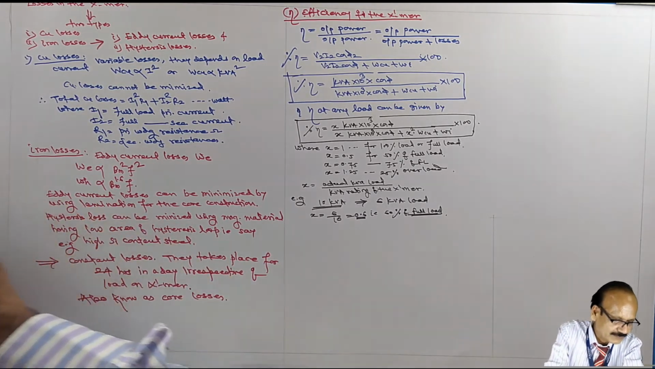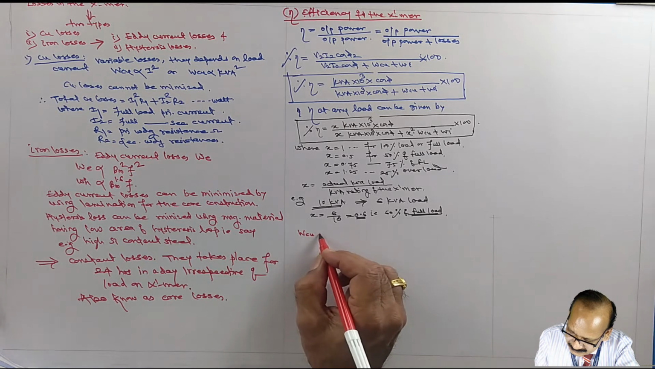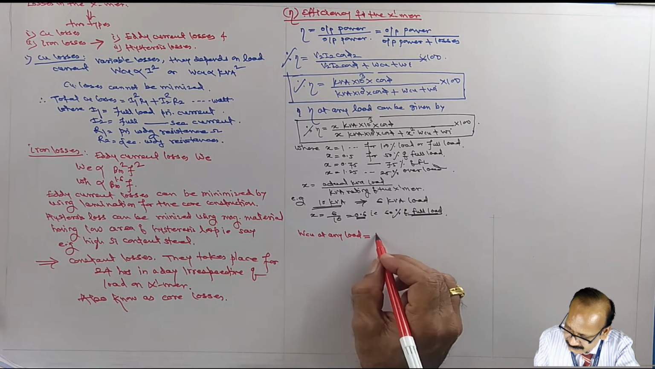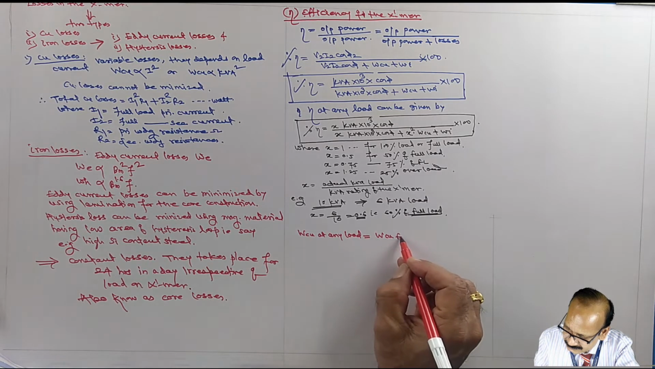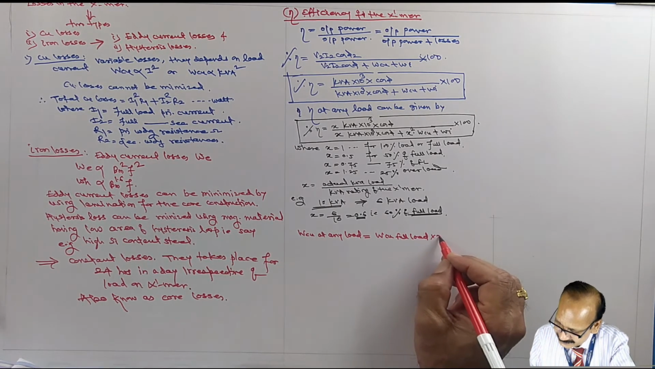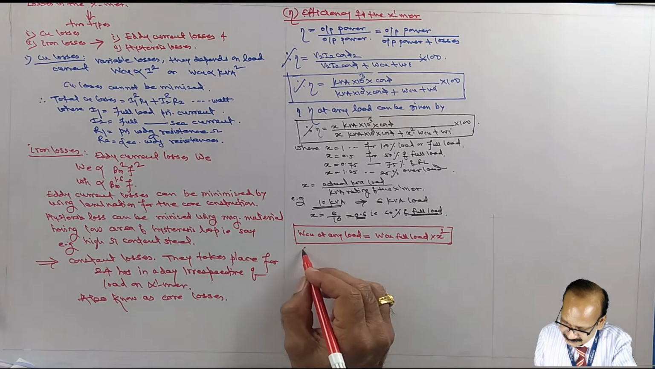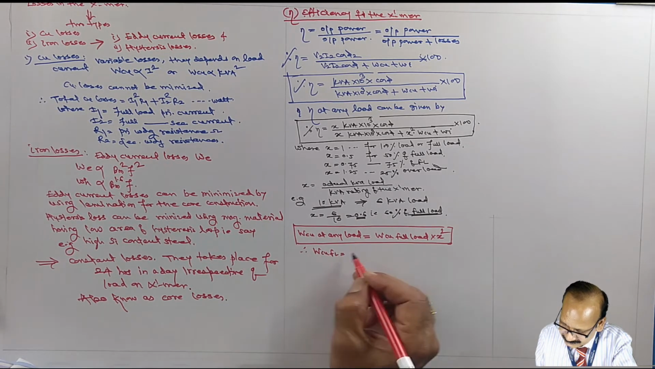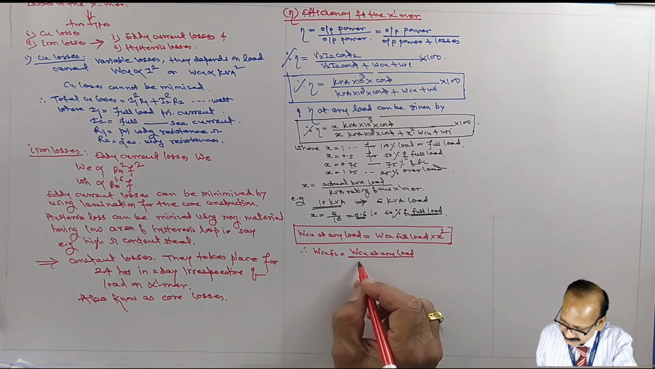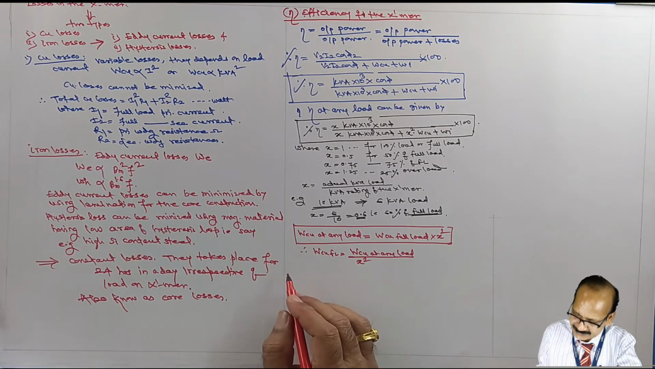Okay. Remember one more formula. The copper losses are variable losses. So WCU at any load equals WCU at full load multiplied by x square, or WCU FL equals WCU at any load divided by x square. Okay, so you can use any formula because it is a variable loss. Okay, let us have one example.